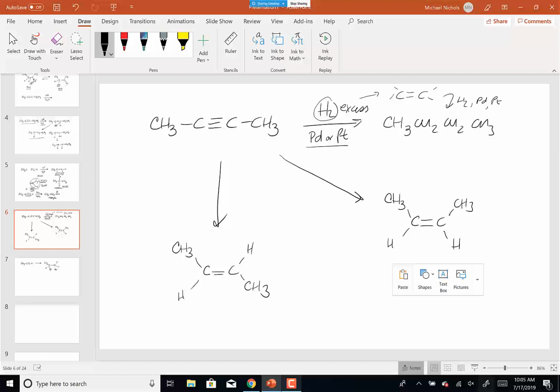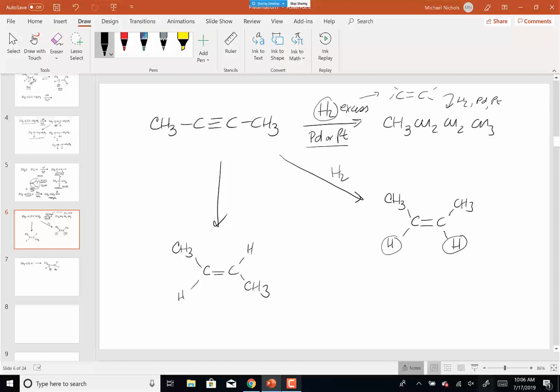You want to stop? I want to stop at the double bond. Well, first of all, if I stop at the double bond and I use a metal catalyst, it's going to add cis. No choice. It's going to add cis. So what do I do to the catalyst? I deactivate it, make it less reactive.